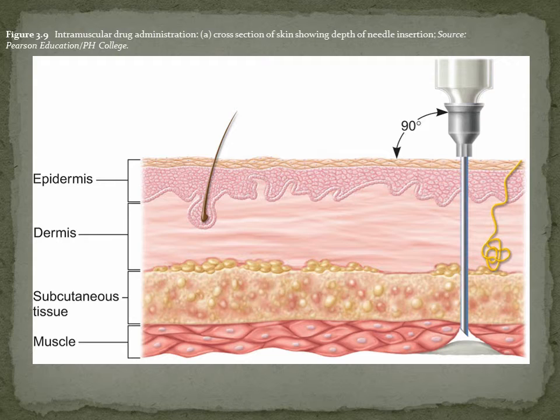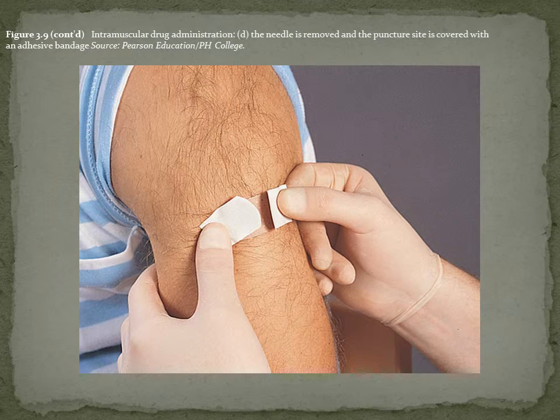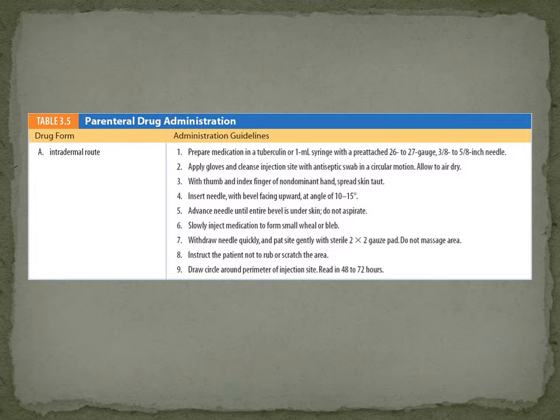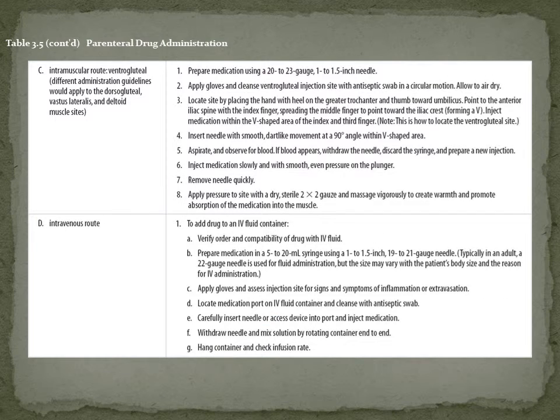And again, that 90-degree angle is going to be critical, so make sure that you are achieving that when you give it. You need to make sure that you're in the muscle, so I have to evaluate each patient to really determine if that's the case. Again, giving the injection, aspirating appropriately, and then removing and putting the Band-Aid on. The common intramuscular injection sites we've talked about, review all these.